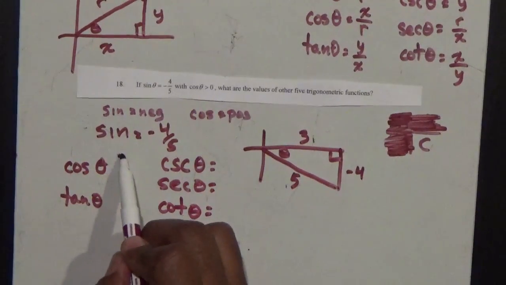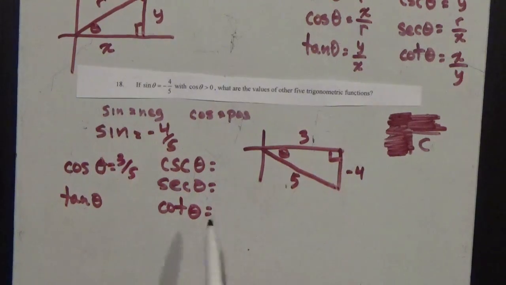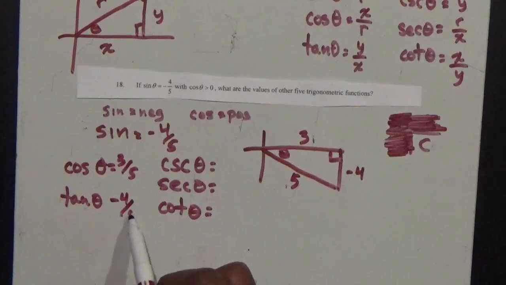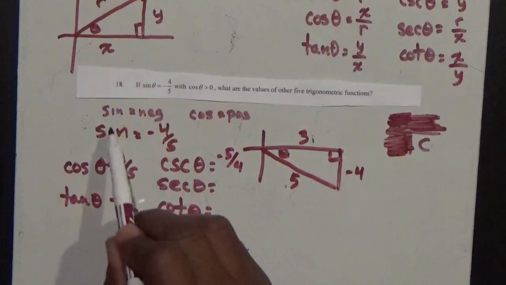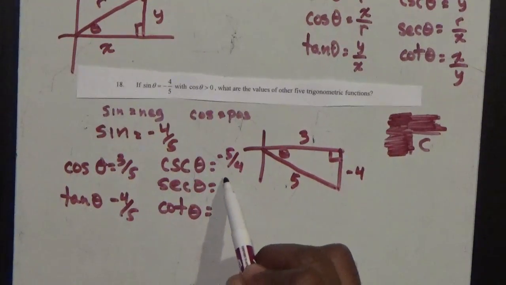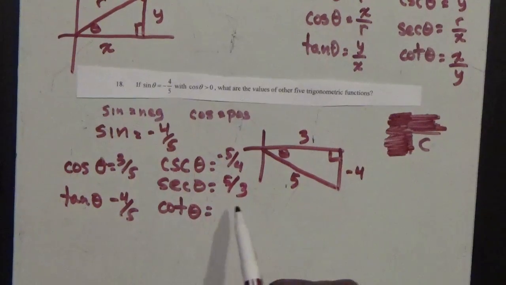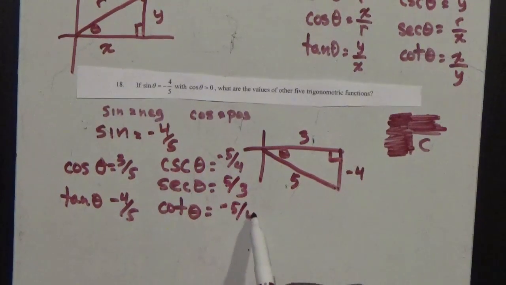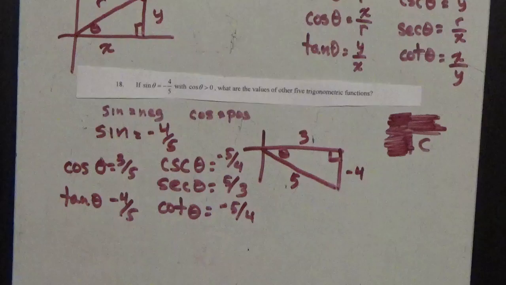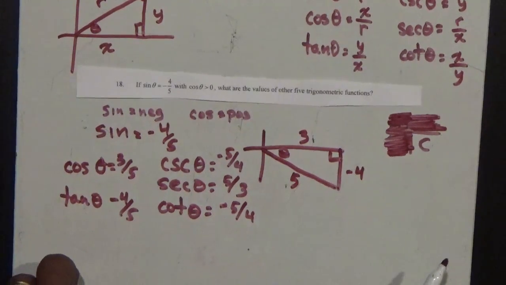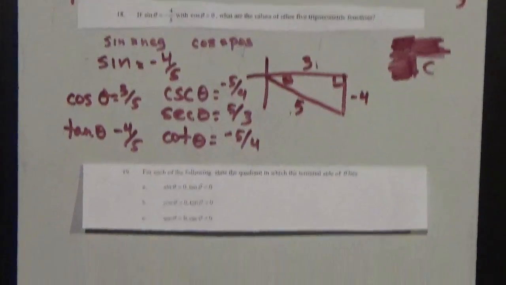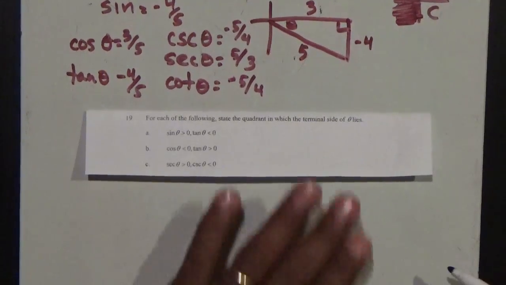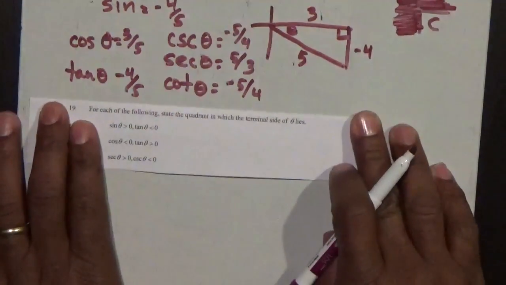Cosine is 3/5. Tangent is negative 4/3. Cosecant is going to be negative 5/4, the flip of sine. This is 5/3, and this is negative 3/4. Done. Alright, number 19. Another problem, and it's no calculator. You notice we haven't pulled the calculator out yet. Another problem where we are using that all students take calculus.